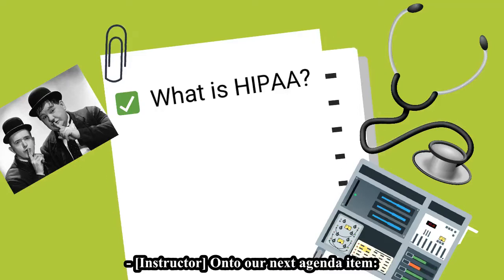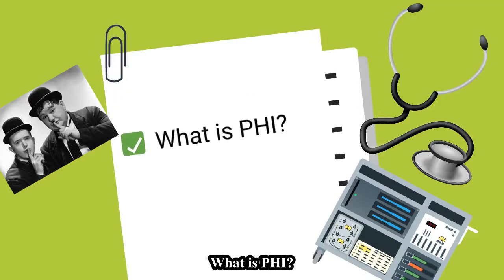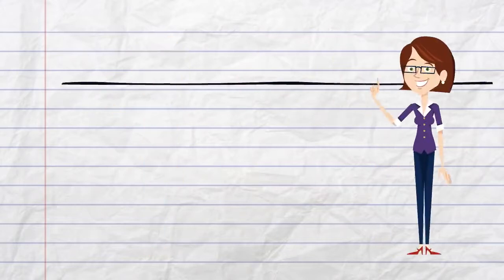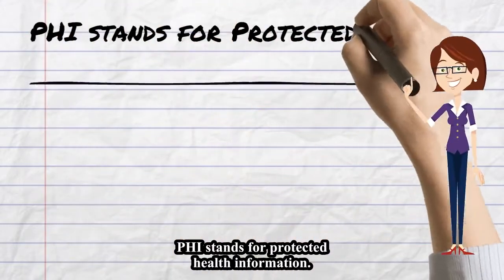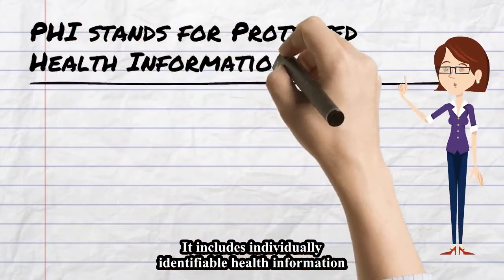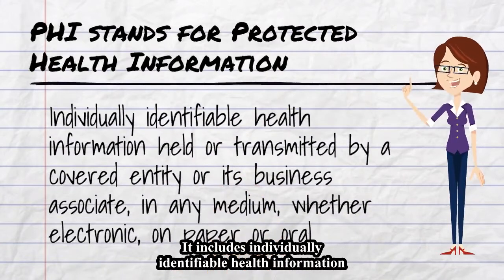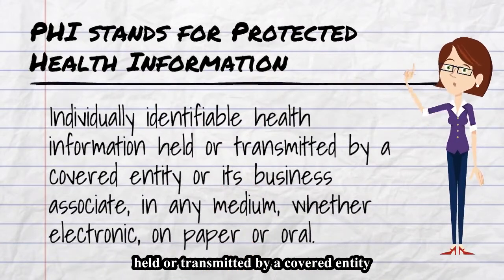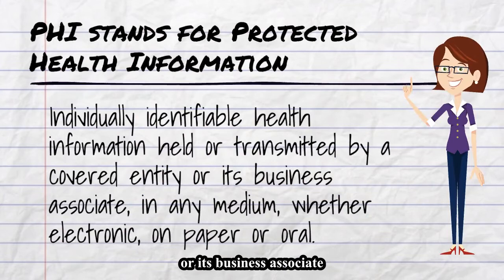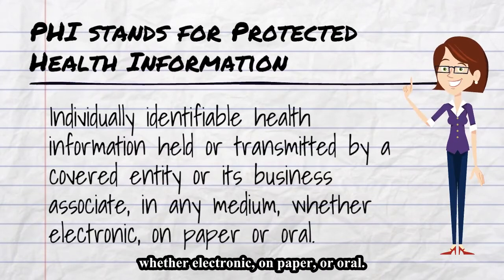On to our next agenda item. What is PHI? PHI stands for Protected Health Information. It includes individually identifiable health information held or transmitted by a covered entity or its business associate in any form or medium, whether electronic, on paper, or oral.